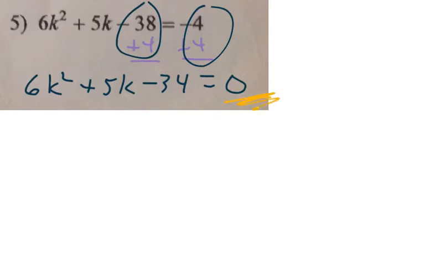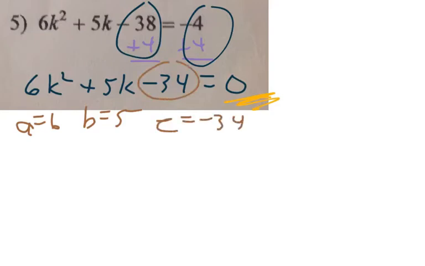Now that I have it equal to 0, I now can use my A, which is 6, my B, which is 5. Notice my C is another negative. In this case, C is negative 34. Watch your signs. Sometimes B and A can be negative, guys. But anyways, there's my A, B, and C. So hopefully you've already watched part 1. So I won't rewrite the quadratic formula. I'm just going to use it.